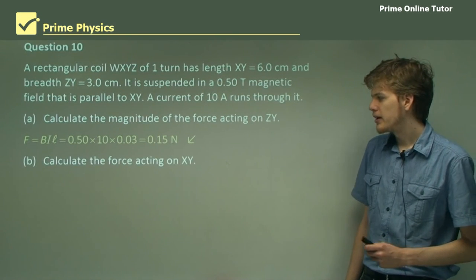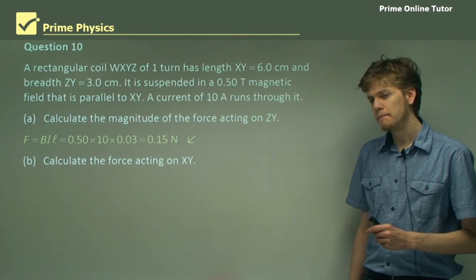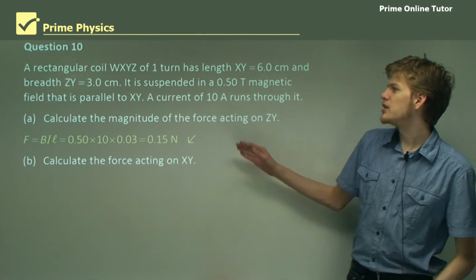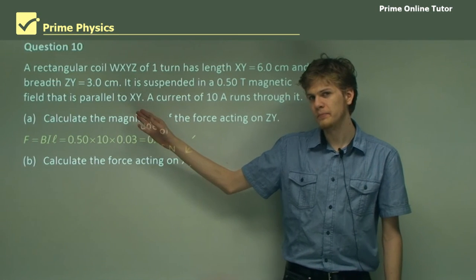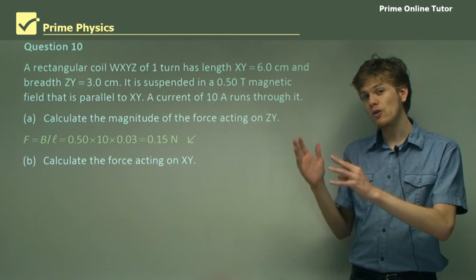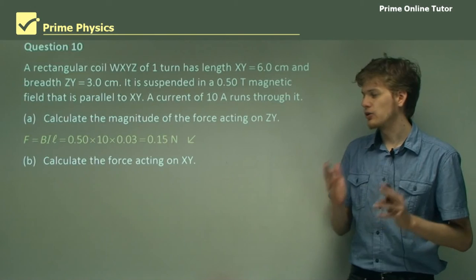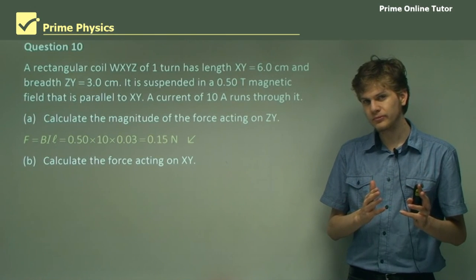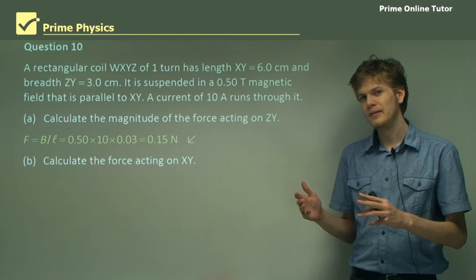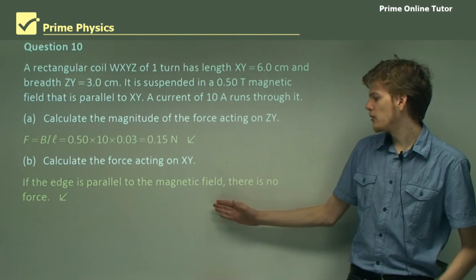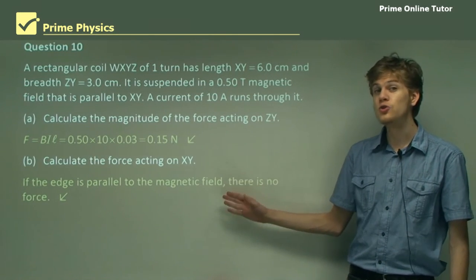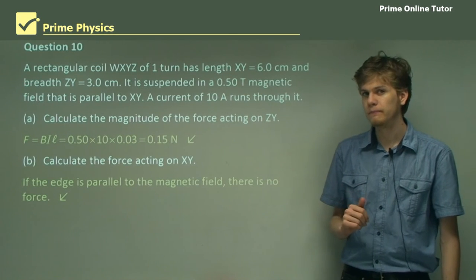Part B, calculate the force acting on XY. Now remember, XY is parallel to the magnetic field, right? That means that the angle between the magnetic field lines and XY is 0. So what's the sine of 0? It's also 0. If the edge is parallel to the magnetic field, then there is no force due to the motor effect.